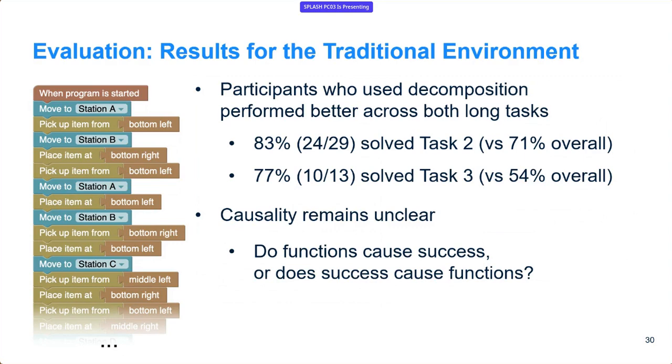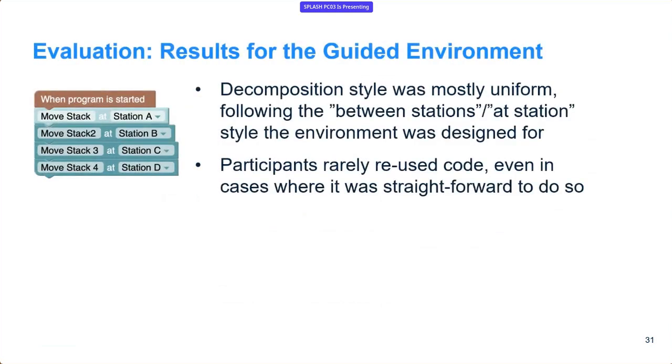This comes with the caveat that it might look like functions always help, but the causality between the two is a bit unclear. It could be that functions caused success, that functions helped the end users, but it could also be that end users who understood programming better, and again these are end users that we pre-filtered to not be programmers, used functions as a more advanced feature because of their better understanding of the system.